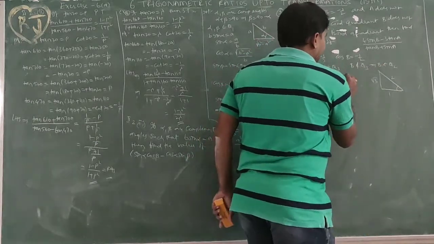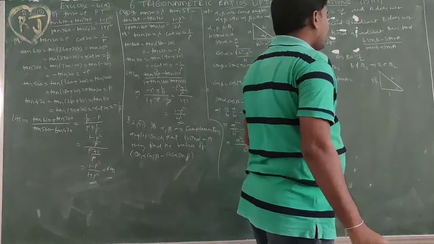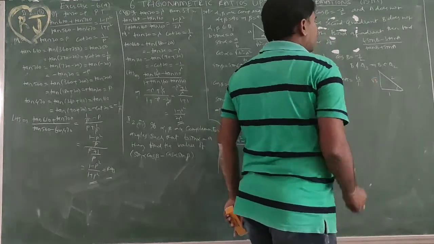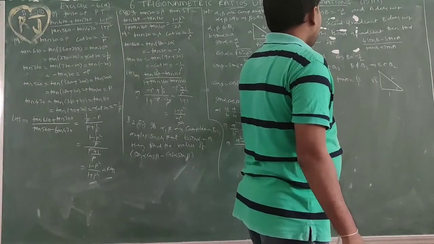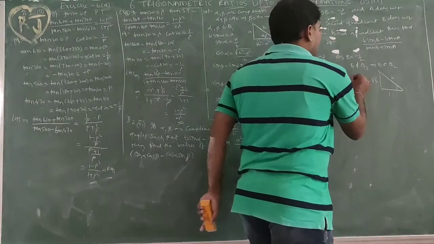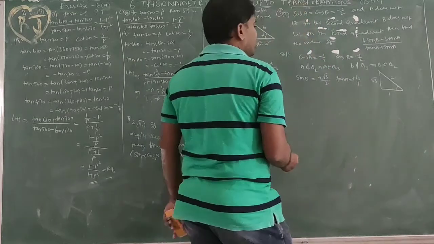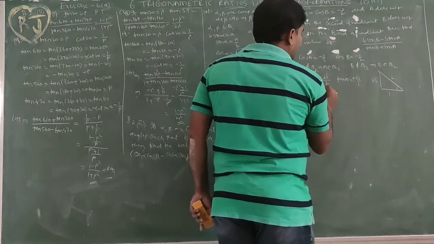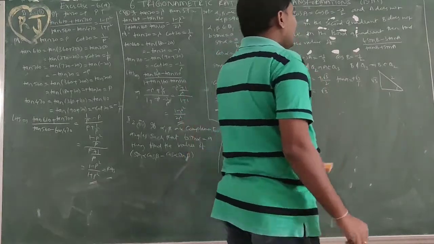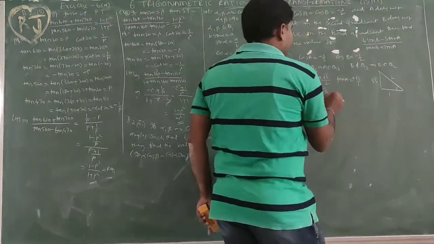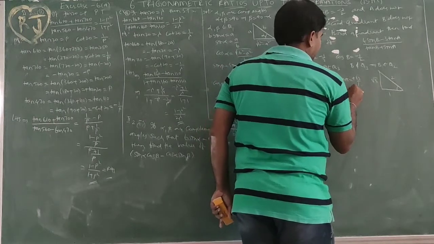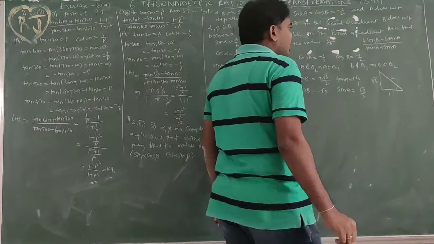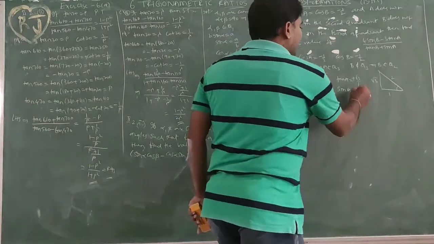B is in the second quadrant, so sin is positive. Next, tan A equals opposite by adjacent, root 3 by 1. Tan A is in the third quadrant, where tan is positive. Next, tan B is also root 3, but B is in the second quadrant, so tan is negative. Next, sin A has value root 3 by 2, and A is in the third quadrant, so sin is negative.